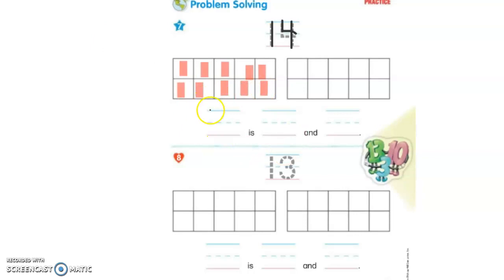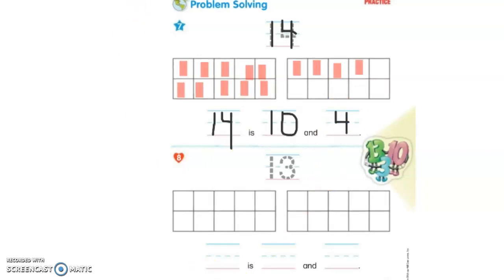Now when we write this in our sentence, we start out with our big number. 14 is, and if we look at our first tens frame, 10. And how many more do we need to put in our second tens frame? If it's 14, count up. 11, 12, 13, 14. 14 is 10 and 4.